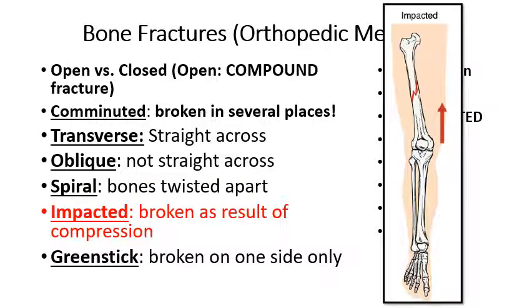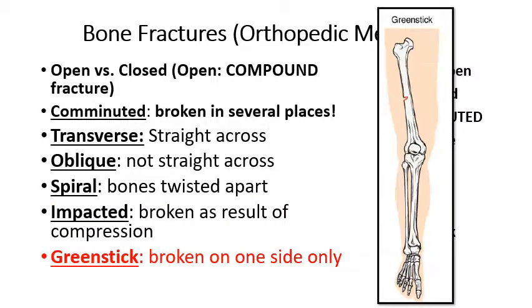All right, this is an impacted fracture. Probably this is the kind of injury you would get if you jumped out of a window on the second floor of a house and you landed on your feet on some concrete below. You would get an impacted fracture like that. That kind of zigzag pattern is typical of an impacted fracture. Okay, a green stick fracture is where the bone is broken on one side only and the break does not extend all the way through.